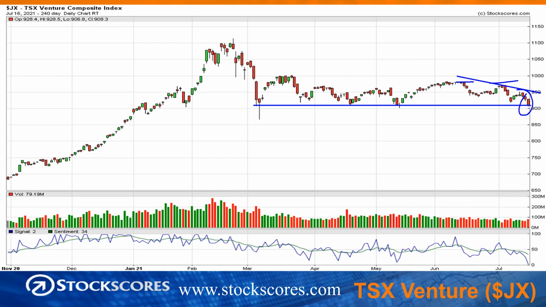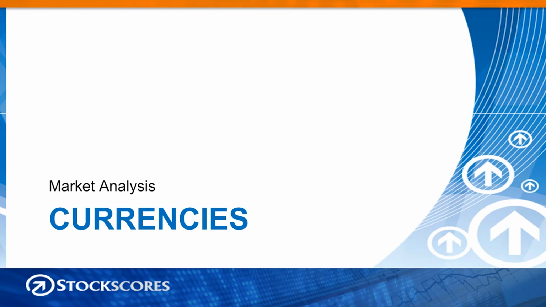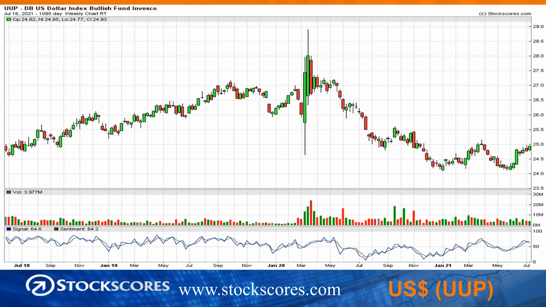This market often gets quite quiet or even weak through the summer into the fall, and then it starts to ramp up again late October, early November. So that may be the cycle that we're going through right now on the TSX Venture. On to currencies, US dollar continues to build a nice base. I think it's more likely to go higher than lower.